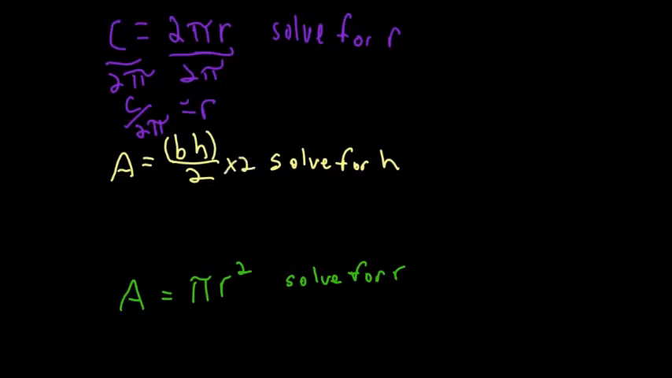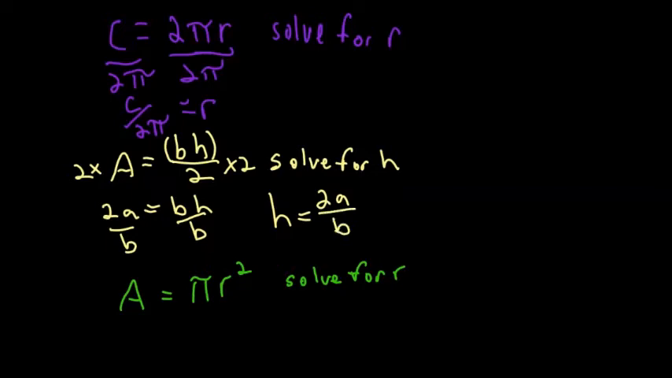So I'm going to multiply by 2 on both sides. So I get 2a equals bh. And I need to solve for h. So I have to undo times b. So I'm going to divide by b, and I get h equals 2a over b.